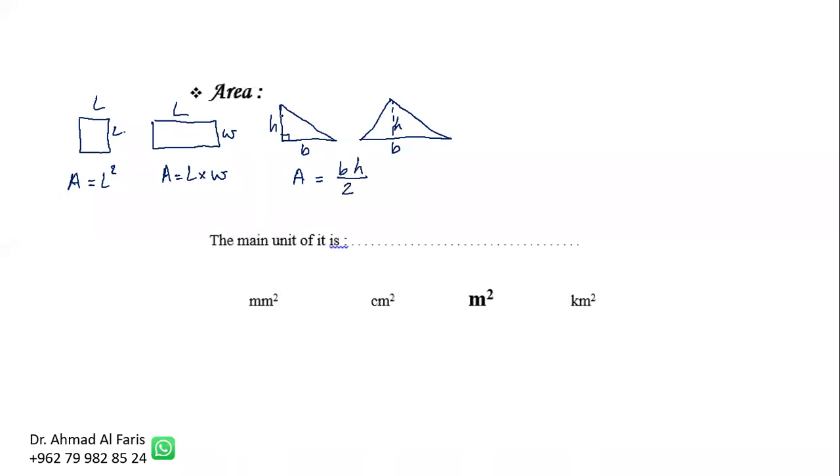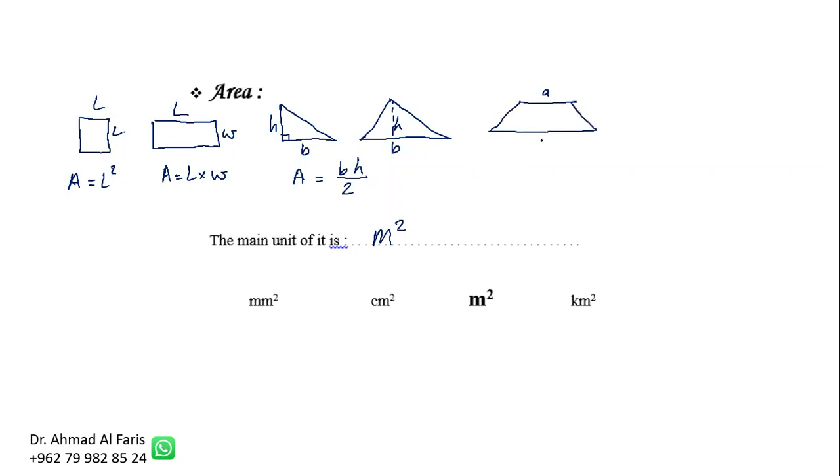Yes, thank you Mohammed. Yes, thank you Karim. Yes, bravo, it's meter squared. The main unit is what? Meter squared. We have to know the area of the trapezium or trapezoid.